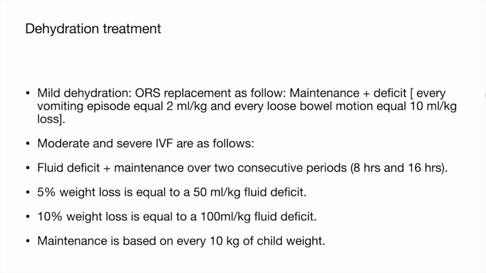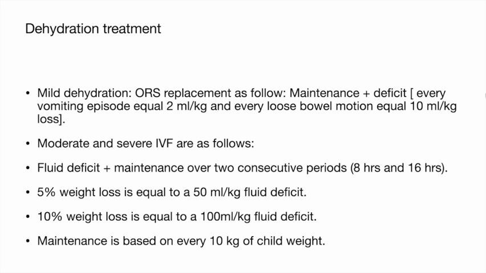If this is GI losses and the patient had vomiting, for each vomiting episode you will add 2 milliliter per kg, and for each loose bowel movement you will add 10 milliliter per kg for losses, and this will total into a certain volume of deficits, and then you will add it to the maintenance. We will talk about how to calculate the maintenance in a few seconds. And for moderate and severe dehydration, IV fluids are the main way of rehydration, and you will calculate the fluid deficits and maintenance, and the total volume you will divide into 2 periods, 8 hours and then 16 hours.